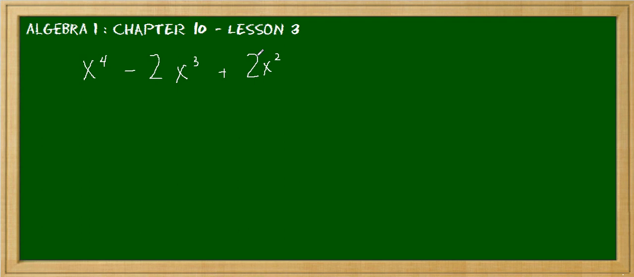What are our three terms right now? We have x to the fourth power, we have negative 2x cubed, and we have positive 2x squared. So we know that there are x's in each one. That's the first thing I'm looking for. I say, okay, great, we have some x's in here.